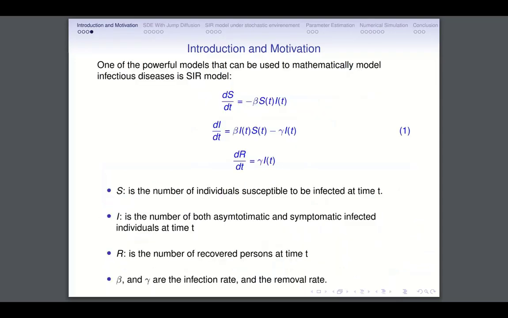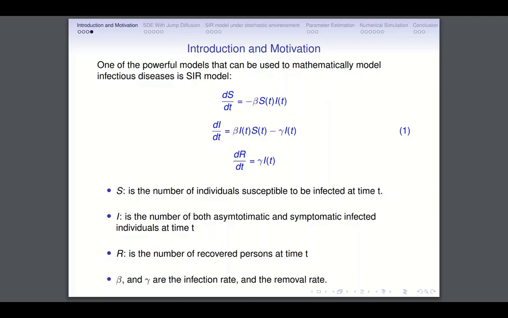So first we are going to introduce the SIR model. The SIR model, as we know, is one of the powerful models that can be used to mathematically model infectious disease. Here we have three equations which represent the SIR model, with S the number of individuals susceptible to be infected at time t, I the number of infected individuals at time t, and R the number of recovered persons at time t, either by recovery or death. The parameters beta and gamma are the infectious rate and the removal or recovery rate.